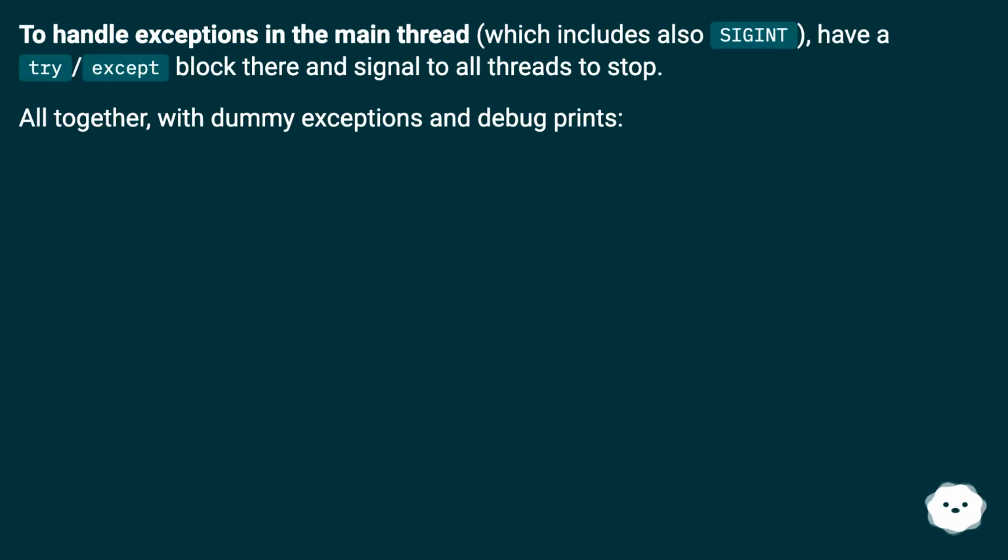To handle exceptions in the main thread, which includes also SIGINT, have a try/except block there and signal to all threads to stop. All together with dummy exceptions and debug prints.